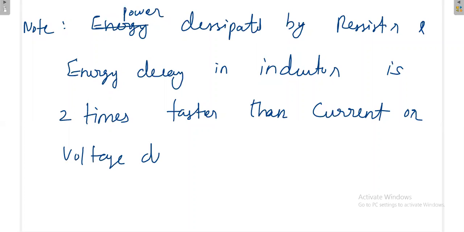Okay, in the next class, I will take some realistic values, and then I will try to give the diagram in the same manner as we did for the capacitor. So with this, I will stop. If you have any doubt, you can ask.